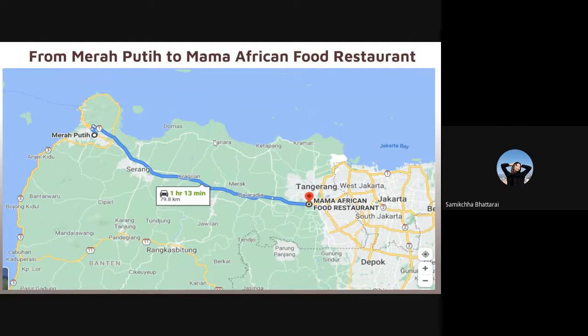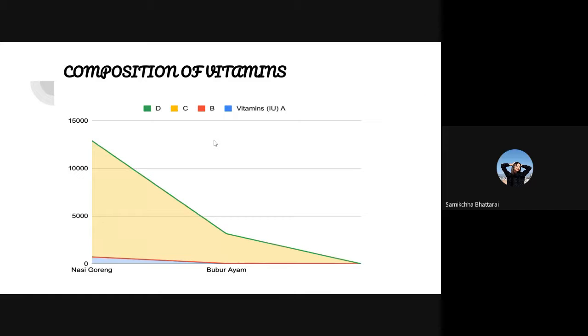Thank you so much. And the composition of vitamins. Yes, the composition of vitamins. I forgot. So talking about the composition of vitamins, as you can clearly see on the chart, there were vitamins E, B, and D in it. Nasi goreng had vitamin D and vitamin E higher in comparison with bubur ayam. Thank you.